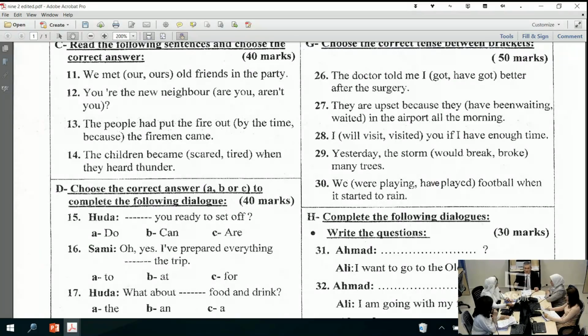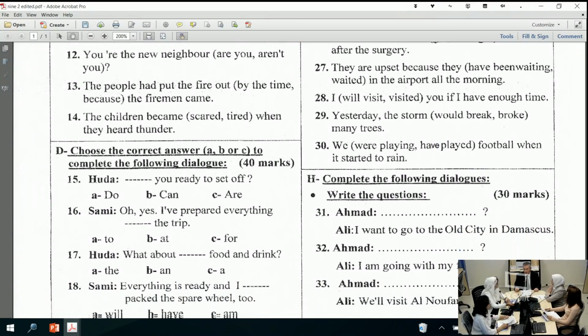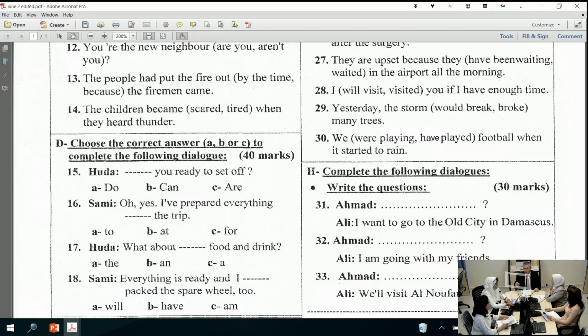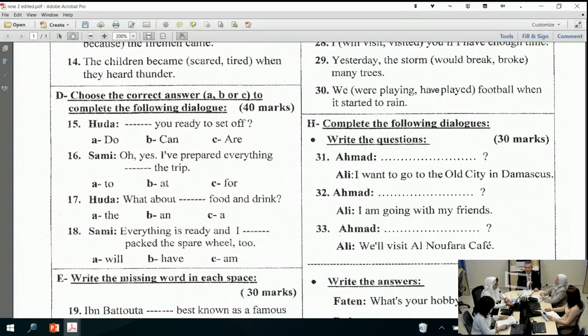Thank you. Miss Abir, number 14. Now the children became scared or tired when they heard thunder. Now here we have to choose the correct answer according to the meaning. So here it depends on the meaning. Here we have the sound of the thunder, so we have to choose scared. Usually, when a person hears the sound of thunder, he feels afraid. And afraid is scared, not tired. Tired is when he is running or playing, or after work, maybe. So from the meaning, the correct answer is scared. And the student takes the word scared to put it next to number 14 in the exam book.